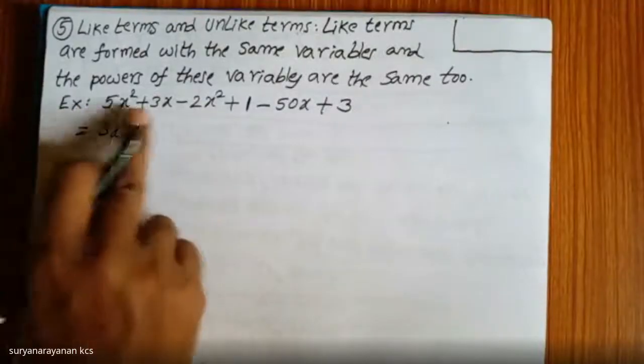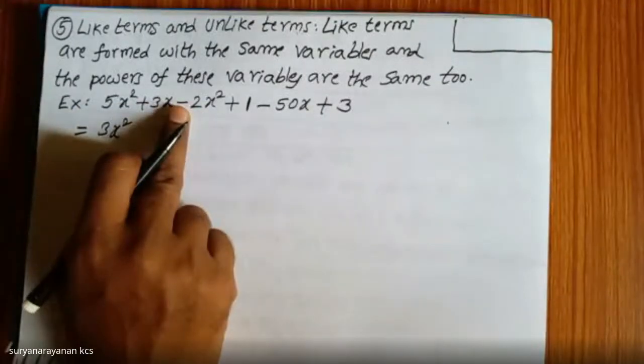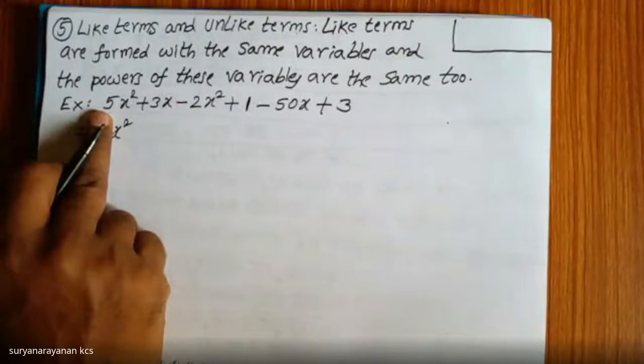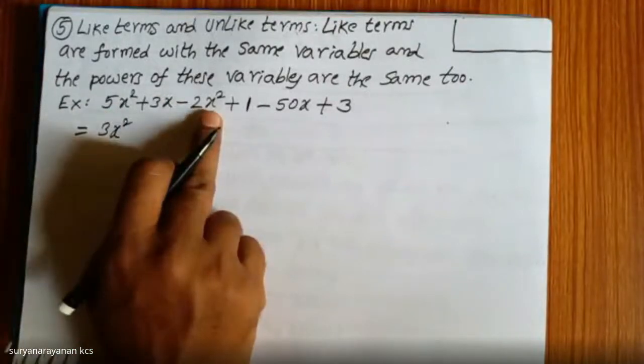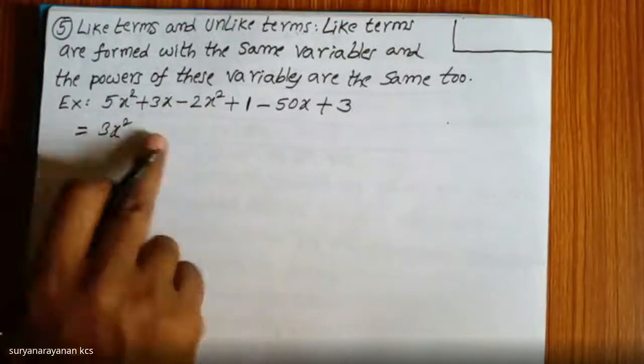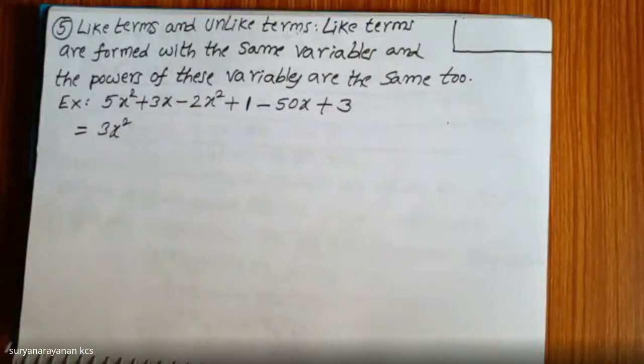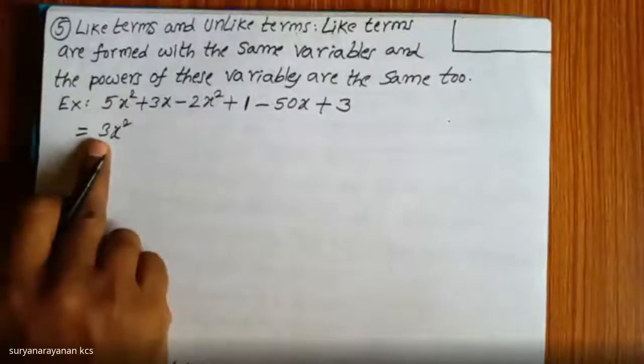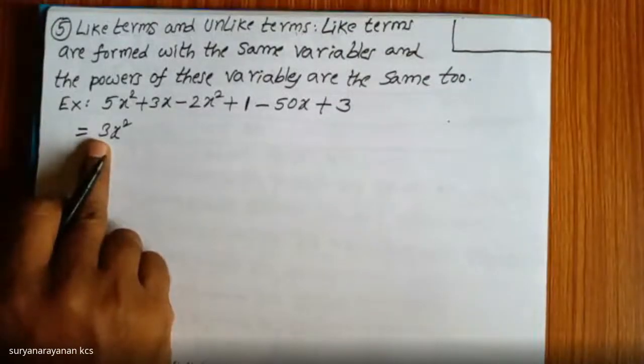We have to simplify the coefficients of the like terms. What is the coefficient of this term? 5. What is the coefficient of this term? Minus 2. Write the two numbers side by side: 5 minus 2. What will you get? 3. Yes or no? You have to do all these steps in your mind only.